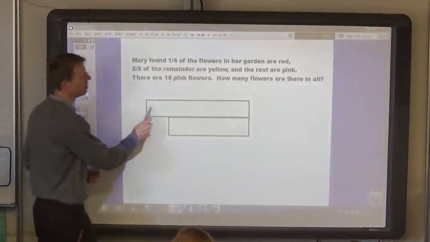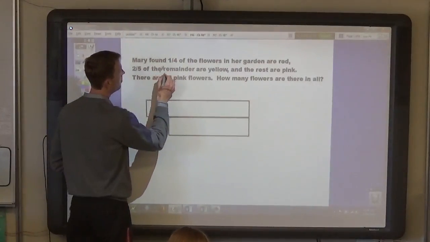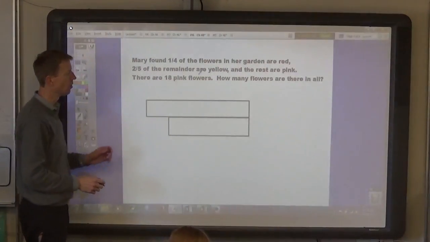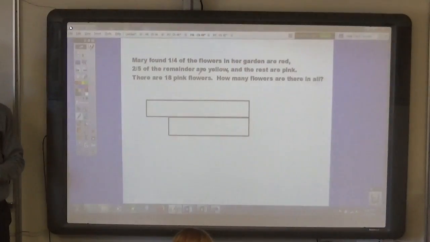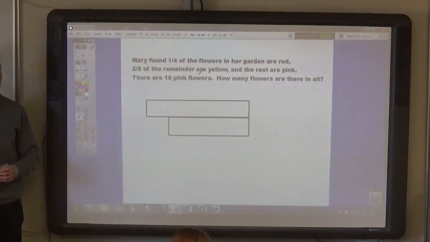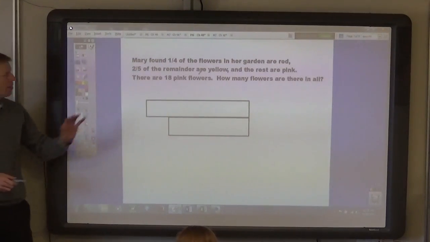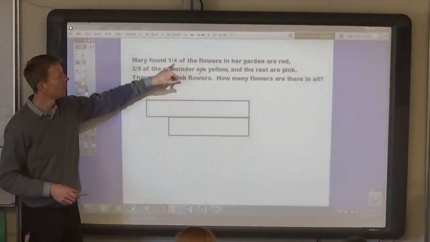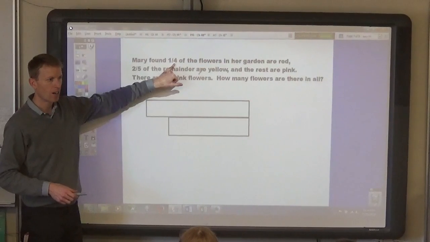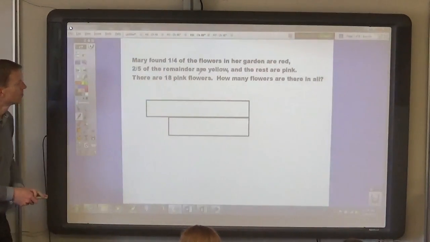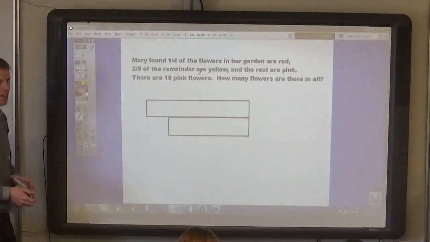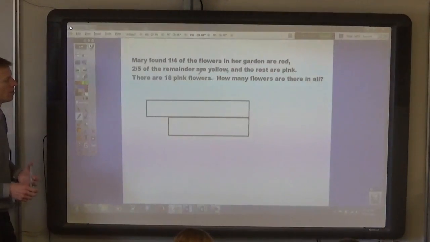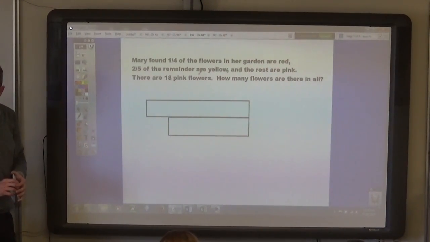I drew 2 bars in this one because it says the remainder are yellow. That's going to help us with that part. Mary found, write this down. Mary found 1/4 of the flowers in her garden are red. 2/5 of the remainder are yellow, and the rest are pink. So draw it out.